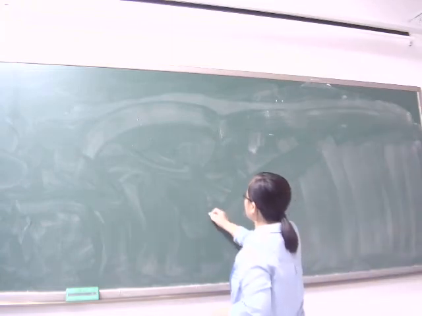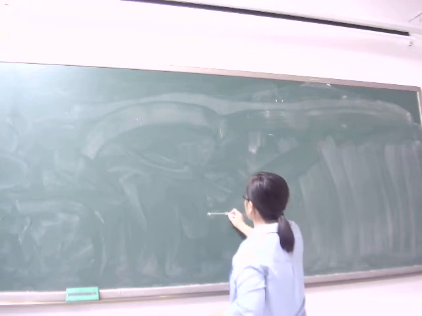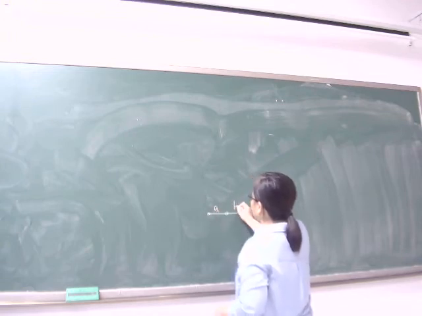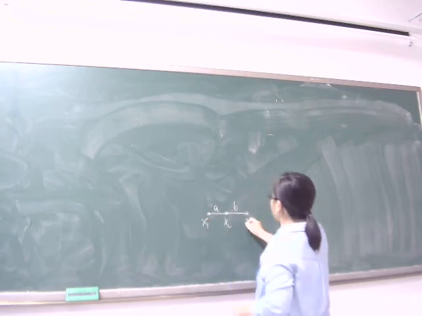X2 by X1 equal to A, and X3 by X2 is B. X1 plus X2 equal A and X2 plus X3 equal B. Here we have A, B, X1, X2, X3.